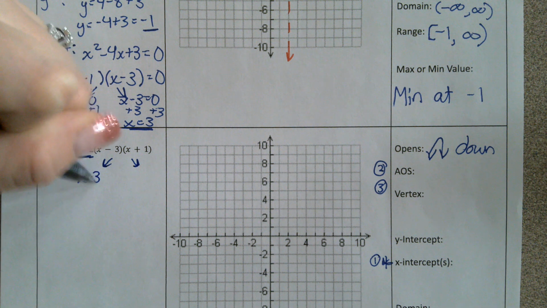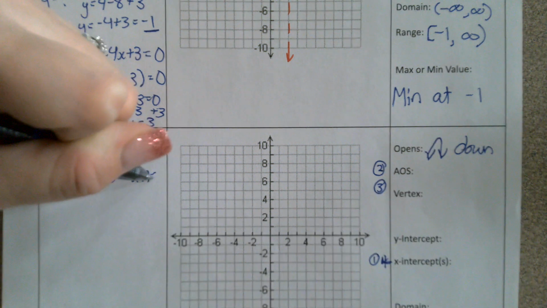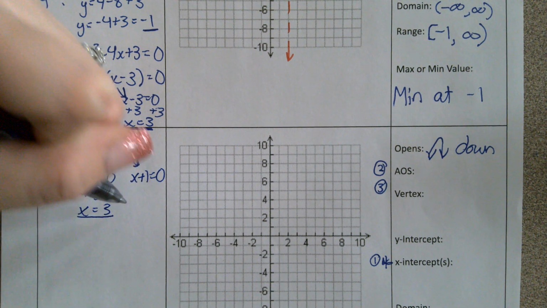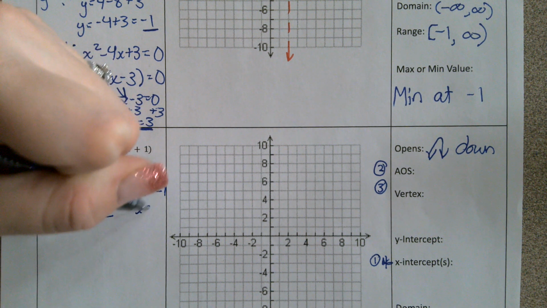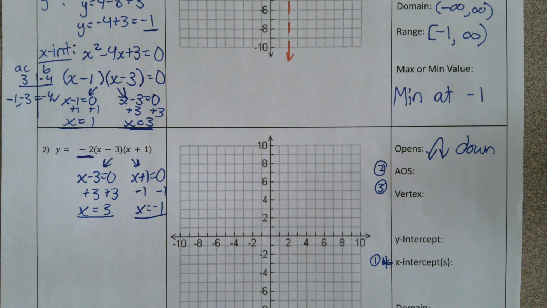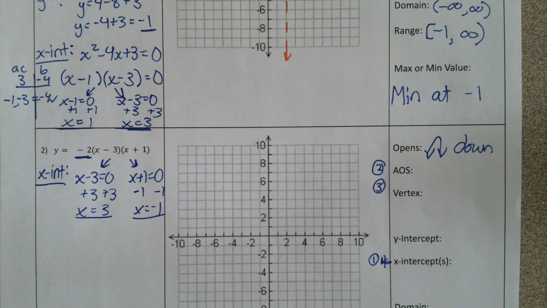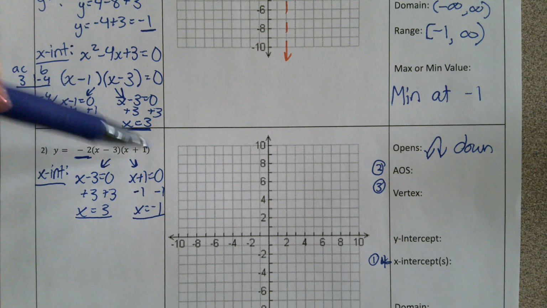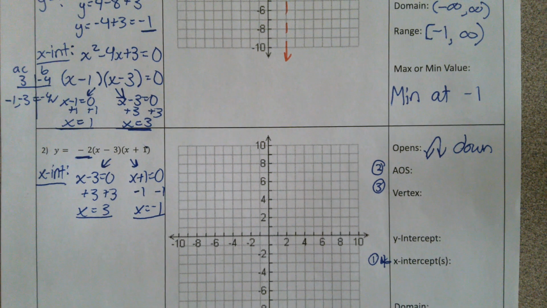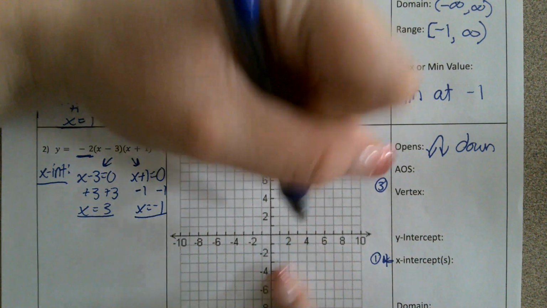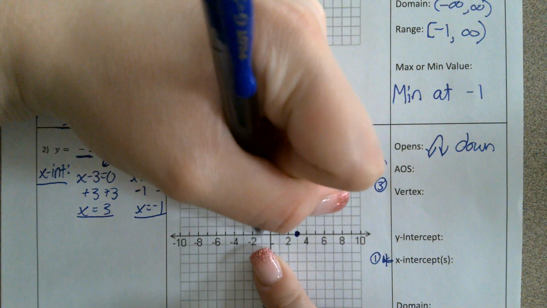So we have x minus 3 equals 0, x plus 1 equals 0, add 3, x is 3, subtract 1, x is negative 1. And that was for our x-intercepts. That's why it's called intercept form, because we can get our x-intercepts just by looking at it. So we have 3 and negative 1 on the x-axis. So positive 3 right here, negative 1.